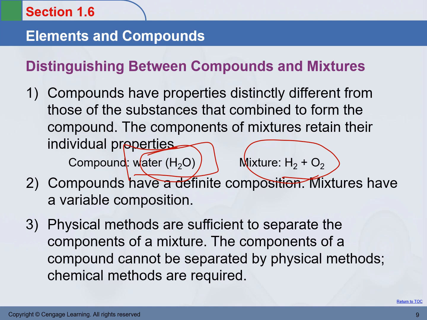Physical methods are enough to separate a mixture. In the case of a hydrogen and oxygen mixture, if you control the temperature and the pressure correctly, one of the two may become a liquid while the other one will still be a gas. By doing that, the two can be separated. But you cannot separate the oxygen and hydrogen in water in this way. In order to break H2O water down into hydrogen and oxygen, chemical means have to be used.